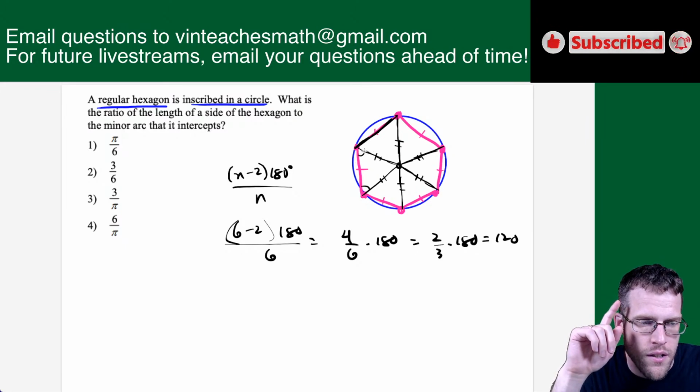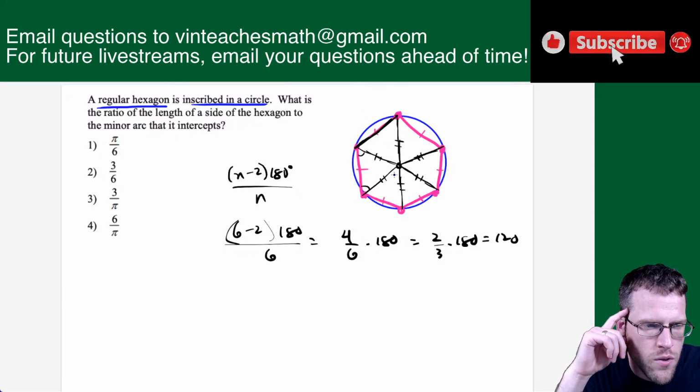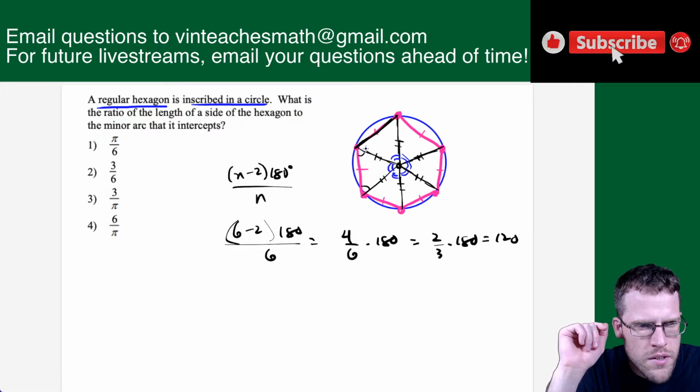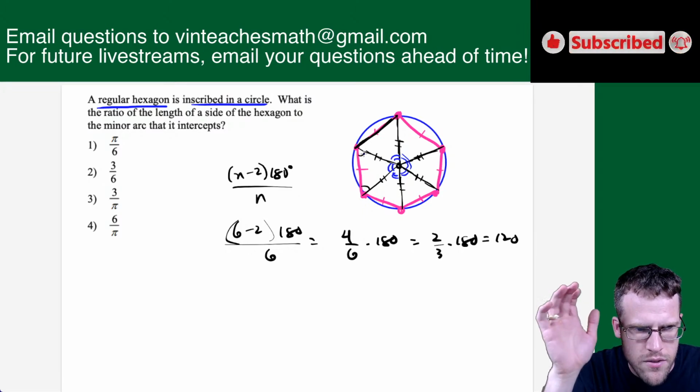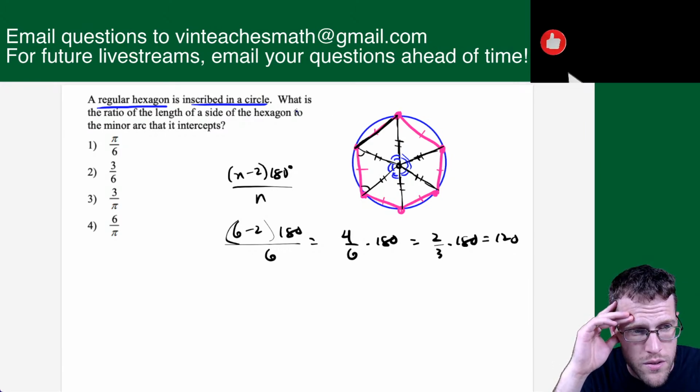But what we can say here, since all these angles are going to be the same, all of these angles here are the same, so all of these triangles are congruent. And if all of these triangles are congruent, that means their corresponding sides and angles are the same. So we have 6 congruent triangles.